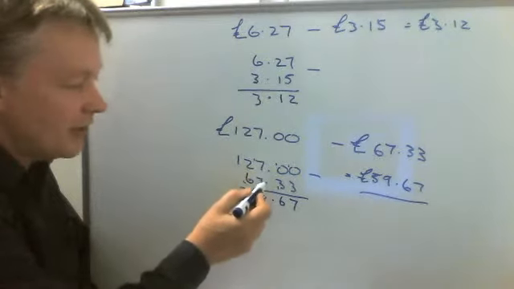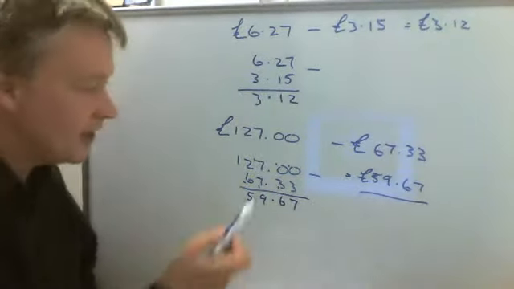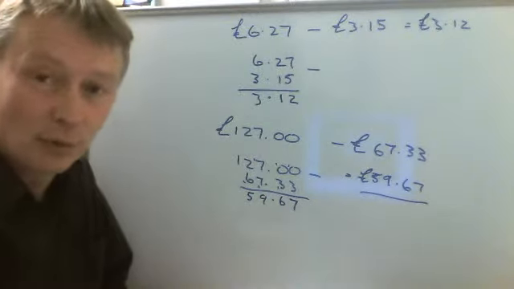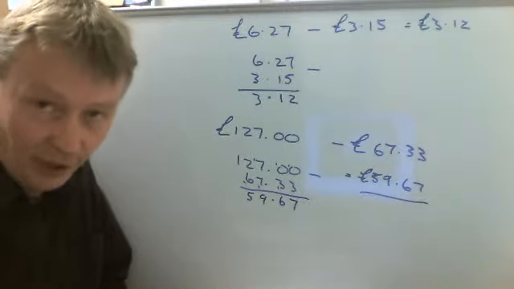Now, whichever way you do it, whichever type of column arithmetic you do, the important thing with decimals is that you make sure that decimal point stays in the same place and you have the same number of digits after the decimal point in order to perform your calculation.